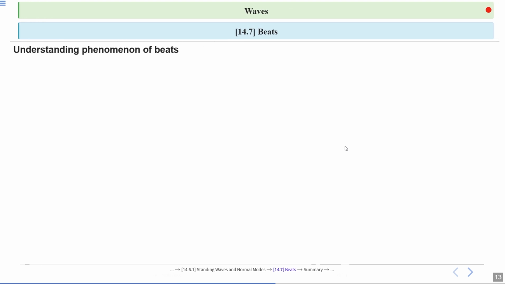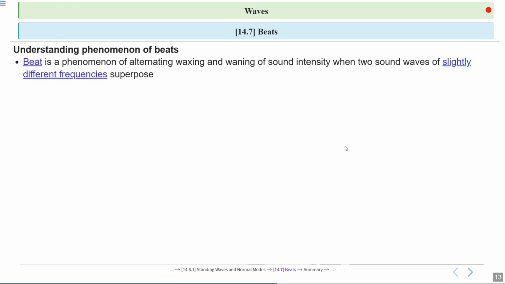Understanding the phenomenon of beats. Beats is a sound effect that happens when two sound waves with slightly different frequencies overlap. This causes the sound to get louder and softer repeatedly, creating a pulsing effect. The alternating loud and soft sounds are called beats.